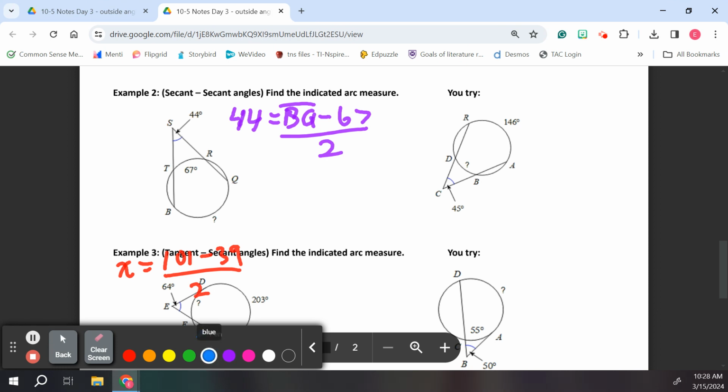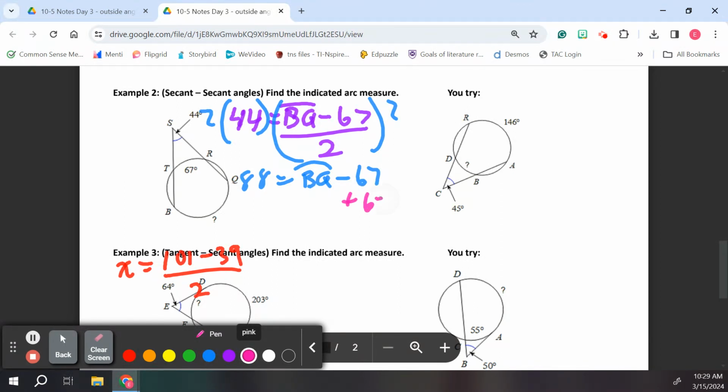So again, how many of us love fractions? Yeah, no, not really, right? So let's multiply both sides by 2 and get rid of that. So this will be 88 equals arc BQ minus 67. And then we're just going to add the 67 to both sides. This leaves me with the measure of BQ is equal to 155 degrees.